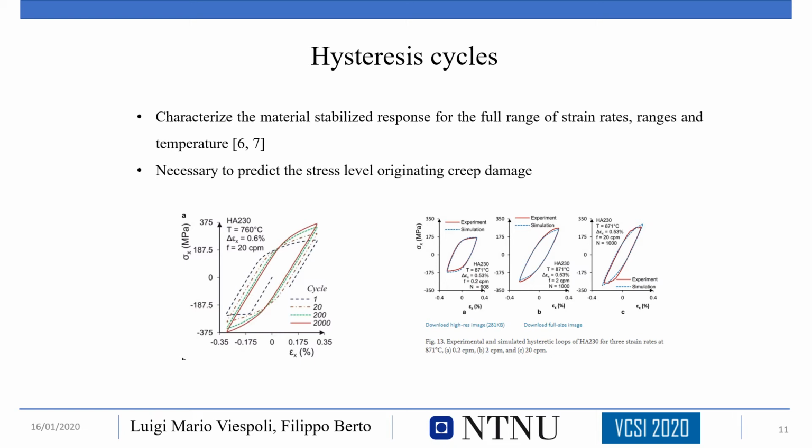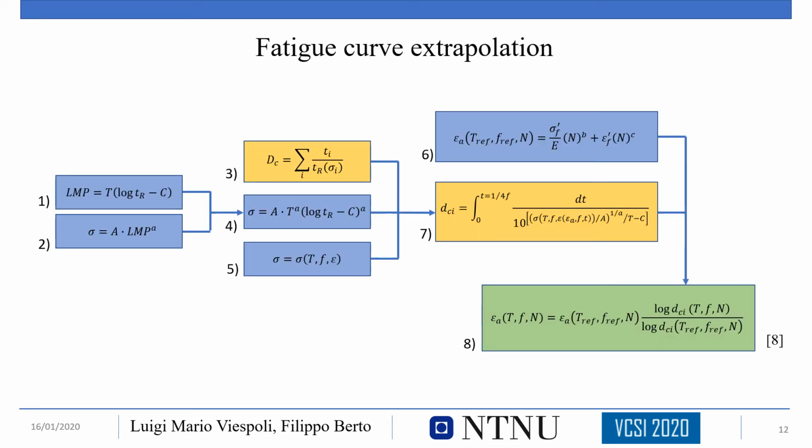The alloy experiences cyclic hardening, and the stabilized form of the hysteresis cycle has been considered to correlate strain and stress in the integration of the creep damage. This is the organization of the extrapolation method in the form of the equations used. The procedure is the following.